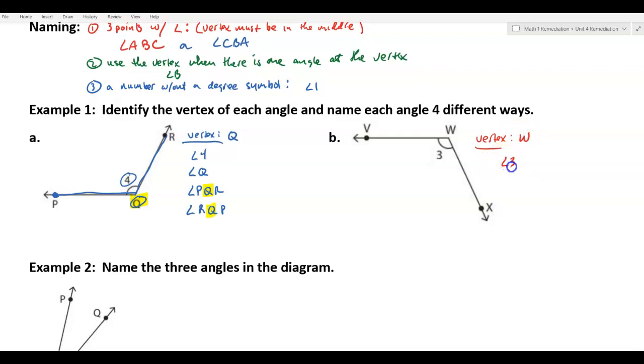One name would be angle 3. Another way to name it would be angle W. But if I name it using 3 points, I either start at V or X. So I can go angle VWX or angle XWV. Right? So those are many different ways that I can name this angle.